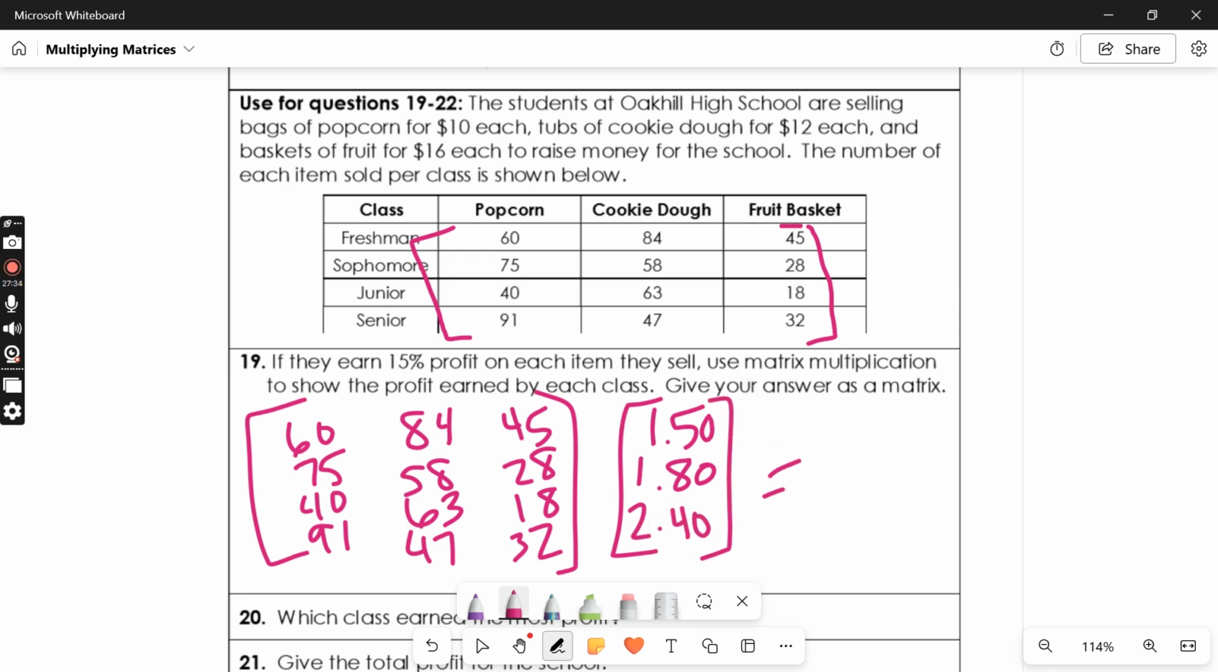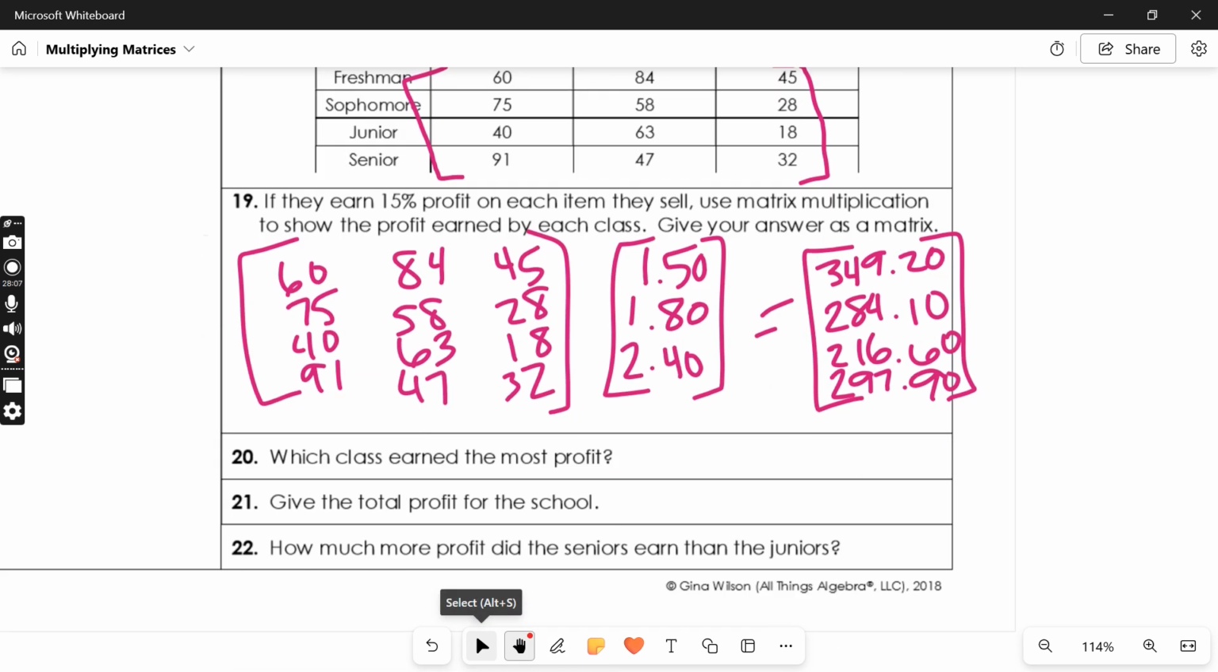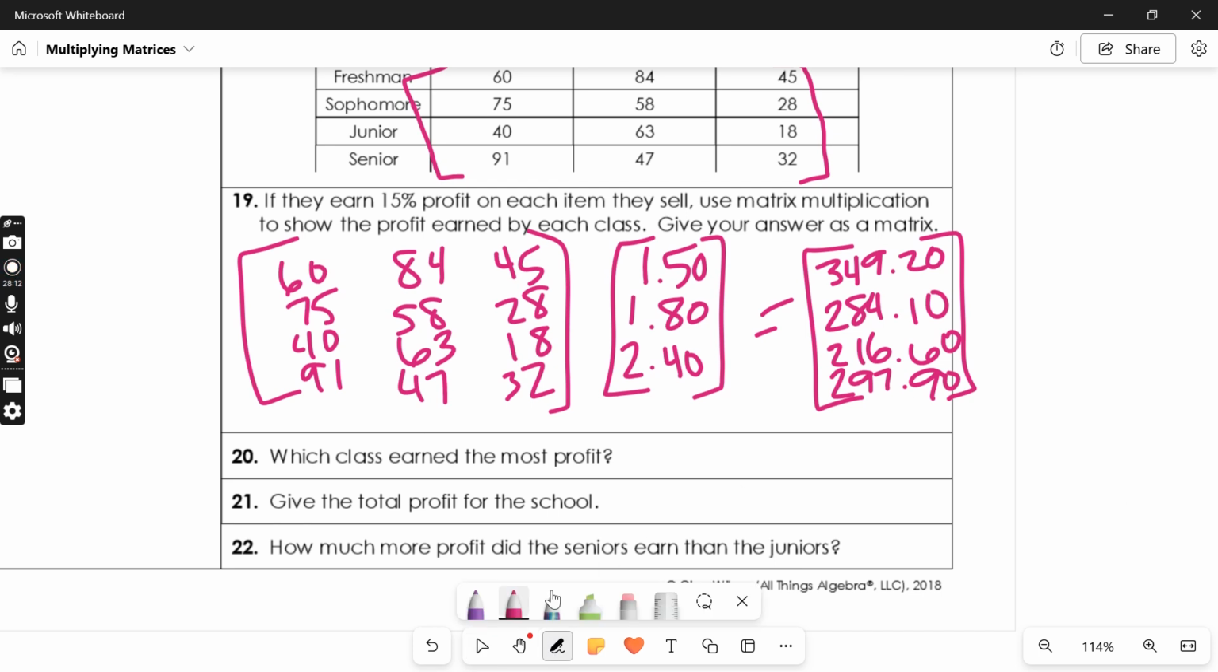Okay, then use your calculator or do it by hand, whichever one you want, to find your totals. And it's going to go in the order it was here, freshmen, sophomore, junior, seniors. So 349.20, 284.10, 216.60, and then 297.90. Okay. So, which class earned the most profit? So which one has the highest value? That looks like your freshman.